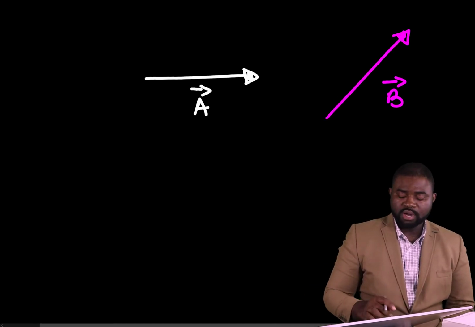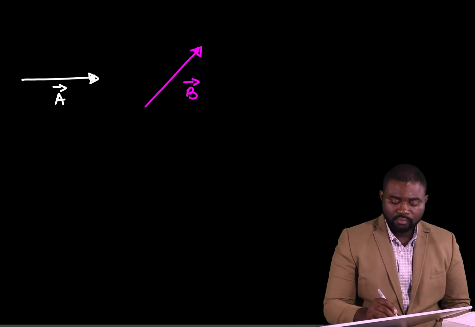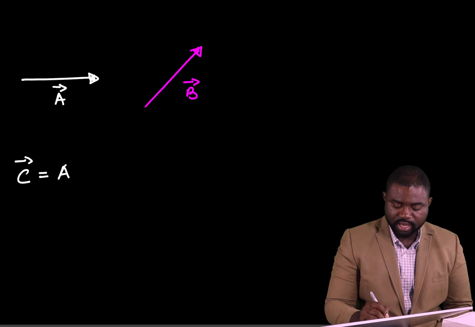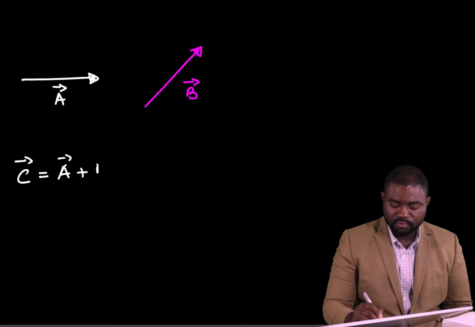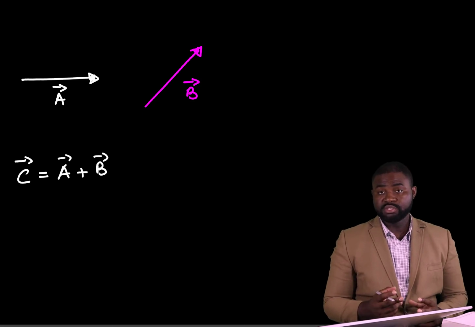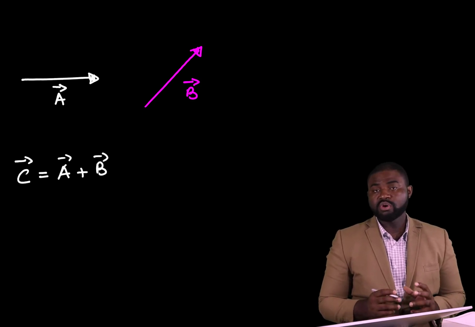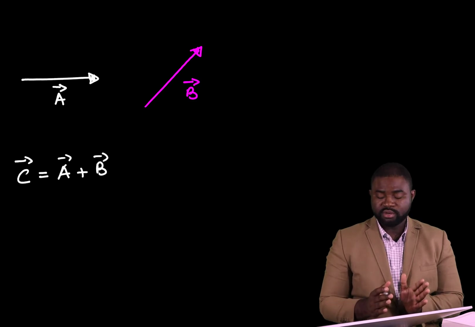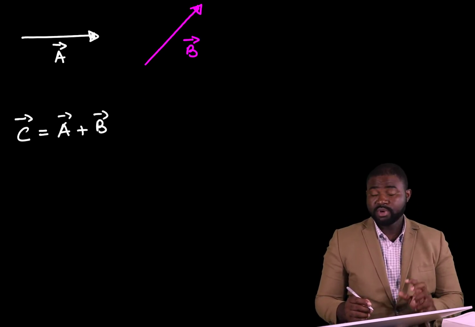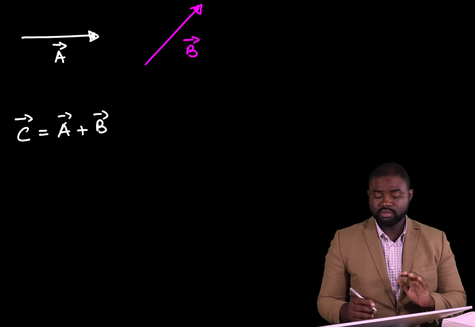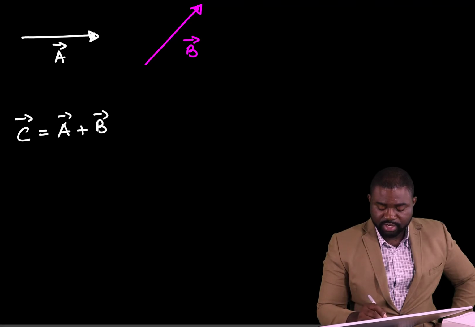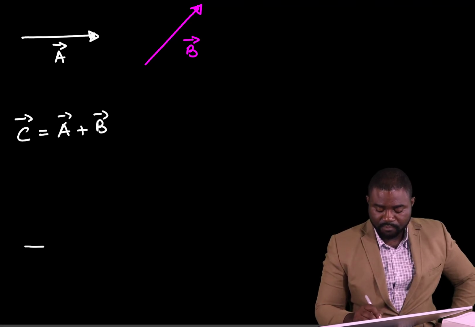Now if you are asked to find a vector C, which is given by A plus B, there are a couple of ways that you can do this. You can use what we call the head to tail method. Listen carefully now, we're using the head to tail method. What that means is that you're going to start by drawing vector A.